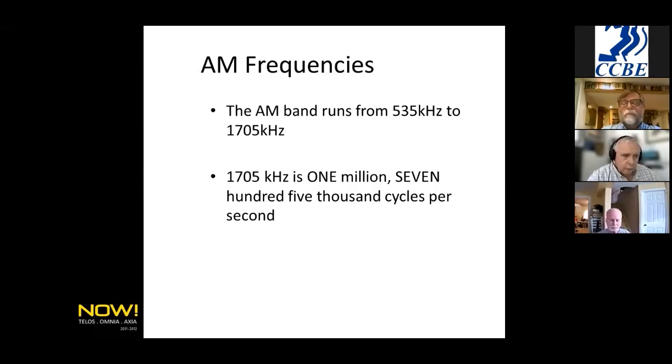Our AM band runs from 535 kilohertz to 1705 kilohertz. And once again, in talking about frequencies, remember the 1705 kilohertz is 1,705,000 cycles per second, or hertz. So it's a lot of cycles that are going on there.